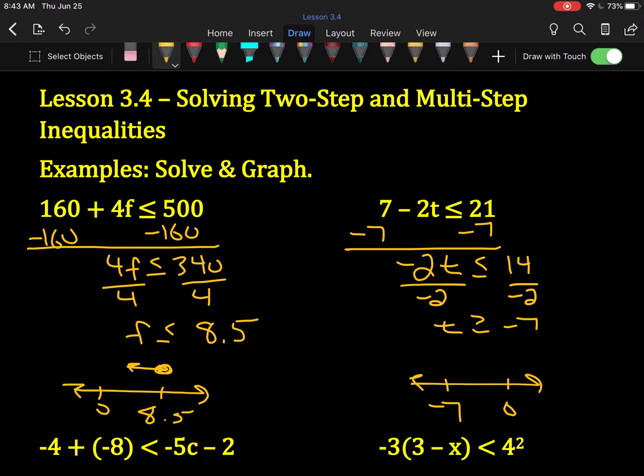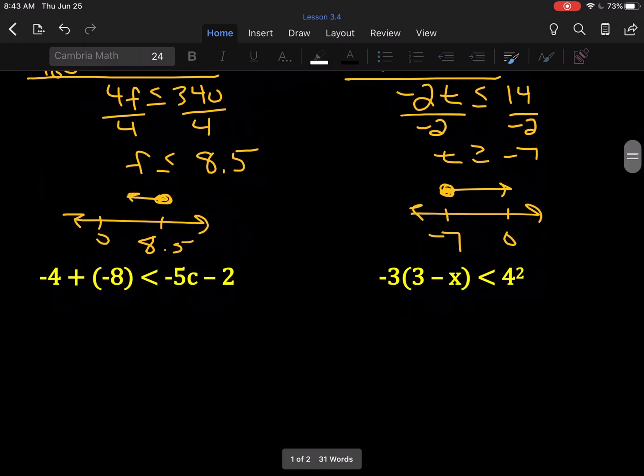-7 goes on the left side of 0, and greater than or equal to is a filled in circle, arrow to the right.